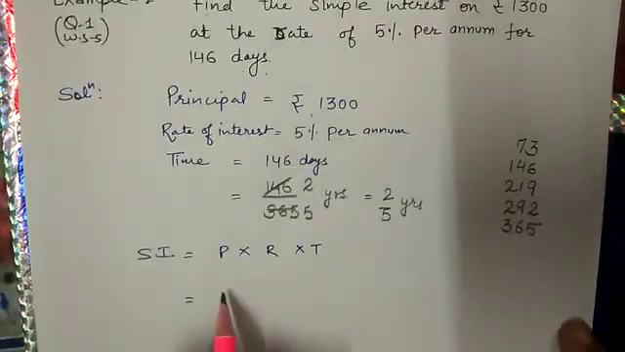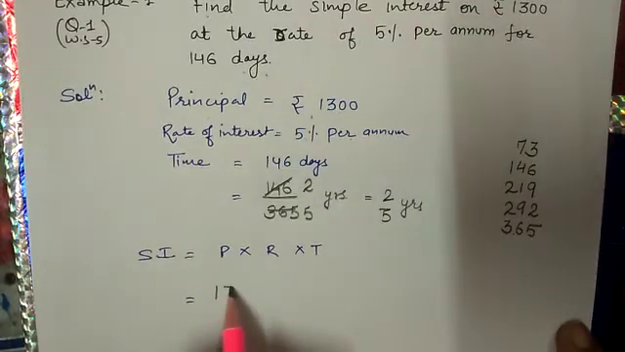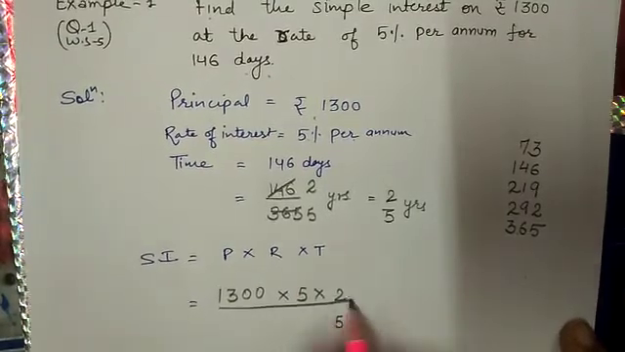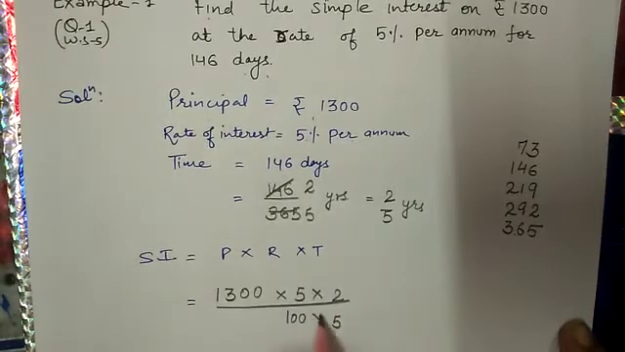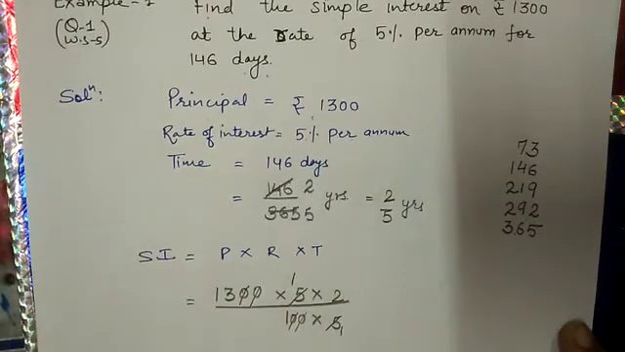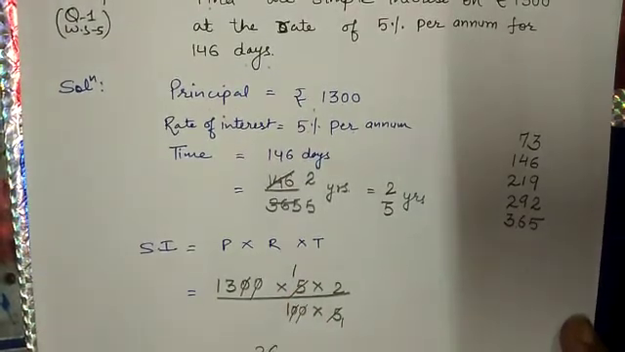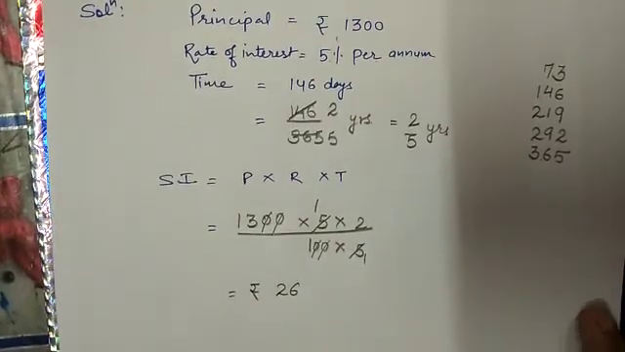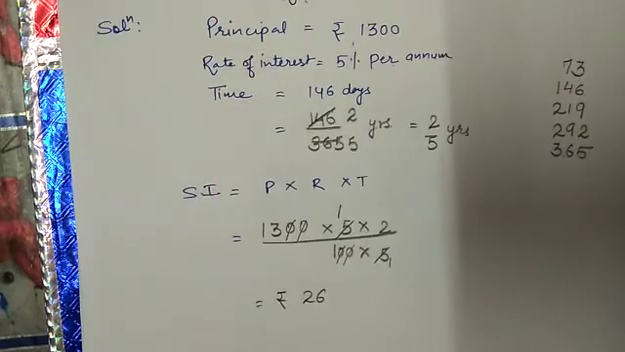Now, simple interest is principal multiplied by rate multiplied by time. Rate is 5%, so 5 by 100. 2 zeros got cancelled, 5 ones are 5. Now it became 13 twos are 26. So the simple interest is equal to 26.